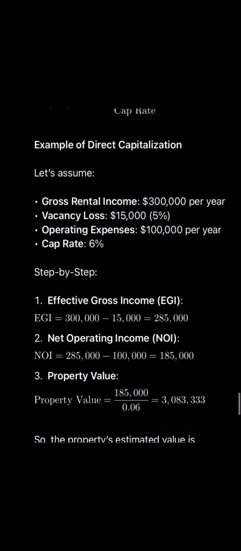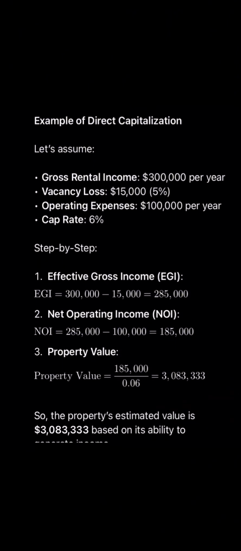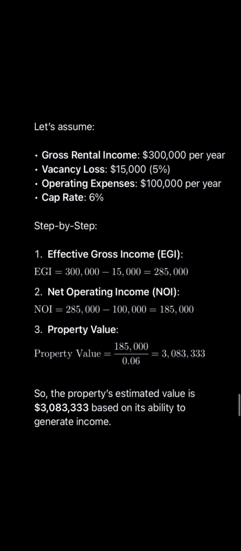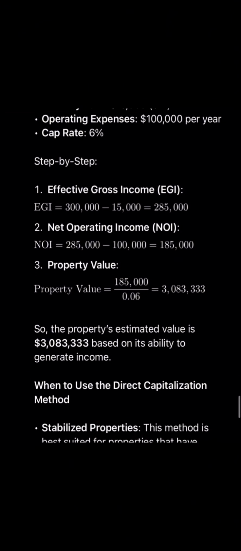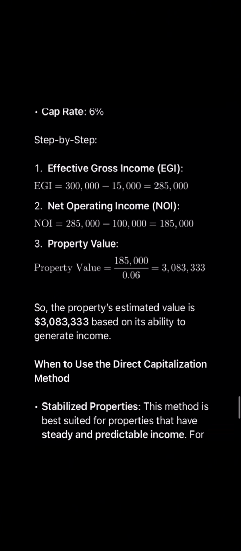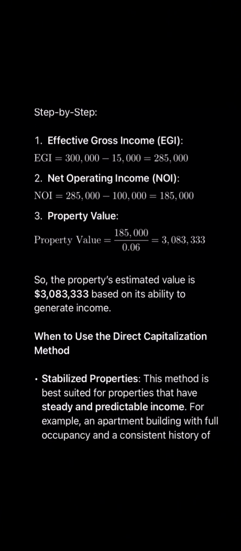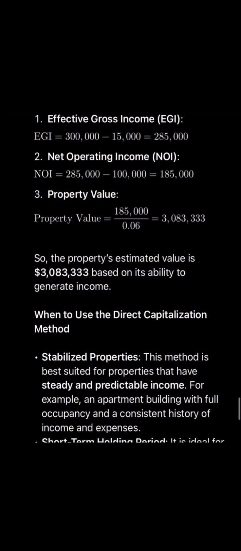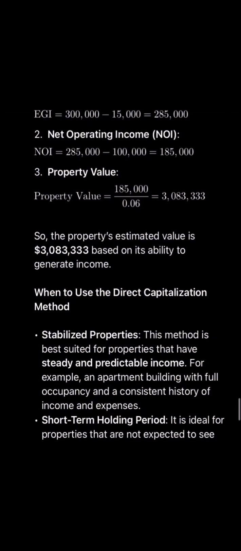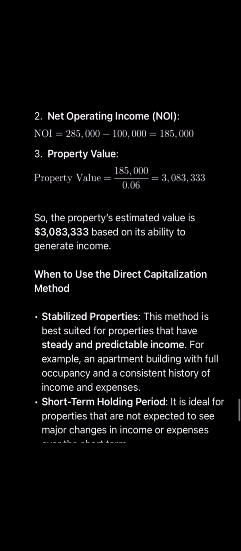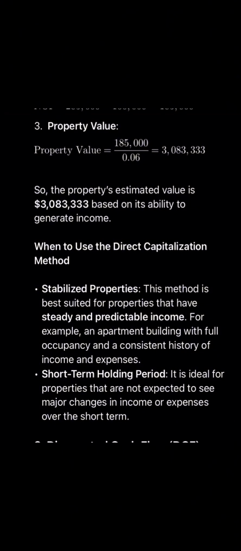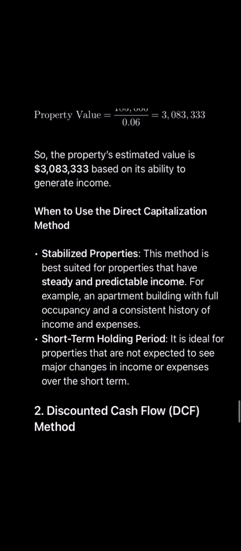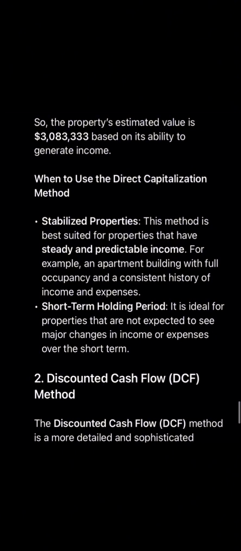Example of direct capitalization. Let's assume gross rental income of $300,000 per year, vacancy loss of 5%, operating expenses of $100,000 per year, and a cap rate of 6%. Step by step. 1. Effective gross income: EGI = 300,000 - 15,000 = 285,000. 2. Net operating income: NOI = 285,000 - 100,000 = 185,000. 3. Property value = 185,000 / 0.06 = 3,083,333. So the property's estimated value is $3,083,333 based on its ability to generate income.